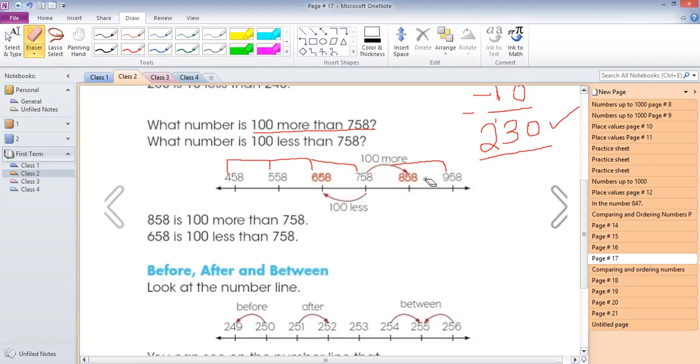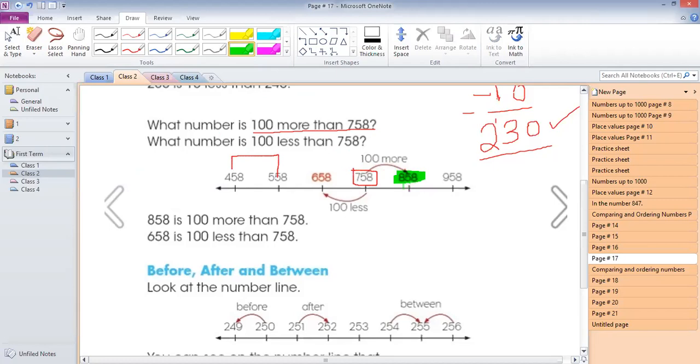So what you have to find out is what number is 100 more than 758. First you will find 758. This is 758. Now you have to find 100 more. You already know that in the number line, there is a difference of 100 between two numbers. So you will just check the number which is exactly after 758. That is 858. So what is 100 more than 758? That is 858.